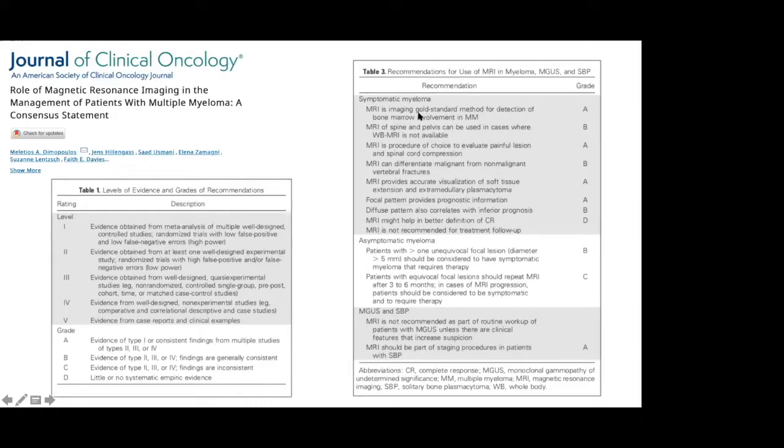What is really evidence-based is that MRI is the gold standard method for detection of bone marrow involvement. Of course, it is the procedure of choice to evaluate painful lesions and spinal cord compression. It is able to accurately visualize soft tissue extension and extramedullary plasmacytoma, and it does provide prognostic information. It's not that clear if it can be used for treatment follow-up. We'll talk about that a bit later. And when it comes to clinical management, it's not sure, if you see more than one lesion in asymptomatic myeloma, whether you really have to start treating.